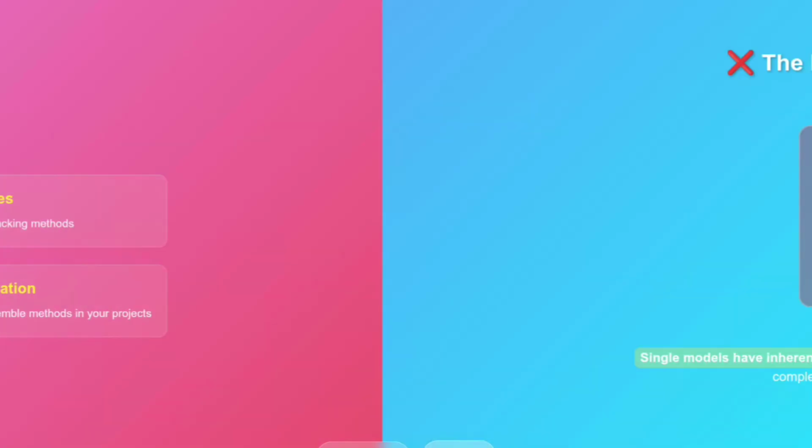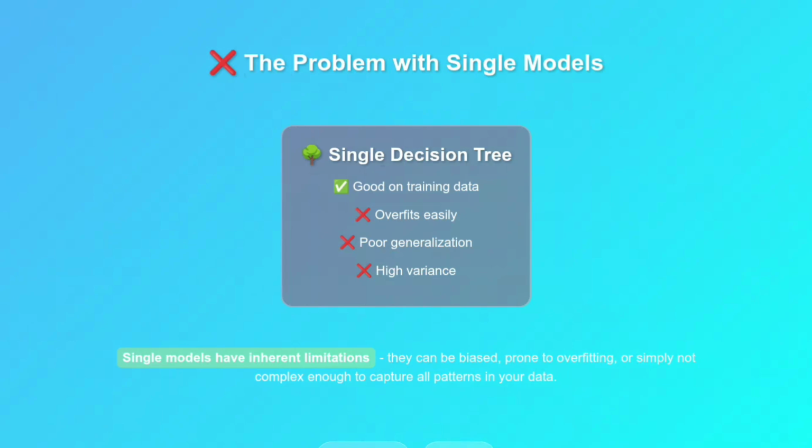Let's start with the fundamental question. Why do we need ensemble learning? Imagine you're trying to predict house prices using just one decision tree. This single model might work well on your training data, but it's likely to overfit and make poor predictions on new data. Single models, no matter how sophisticated, have inherent limitations. They can be biased, prone to overfitting, or simply not complex enough to capture all patterns in your data.